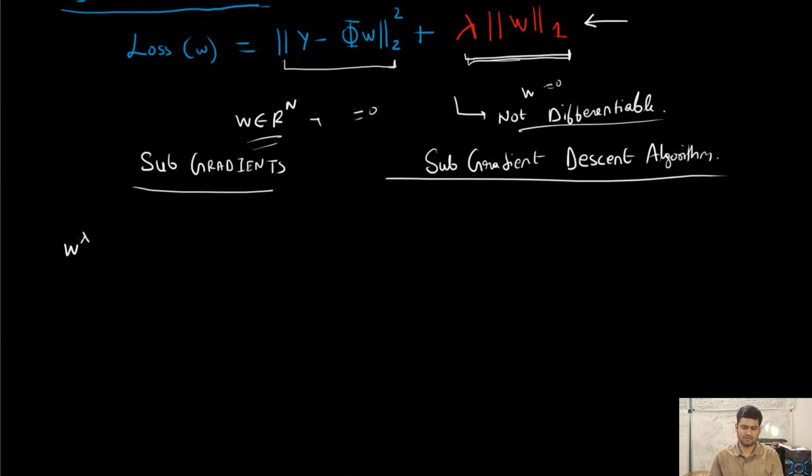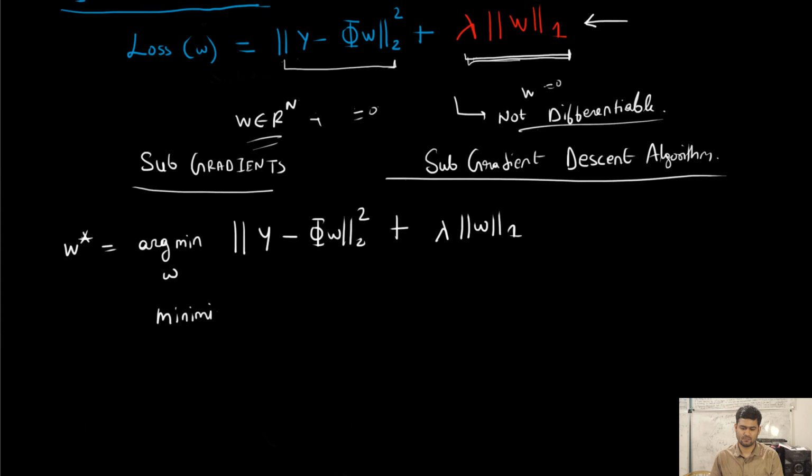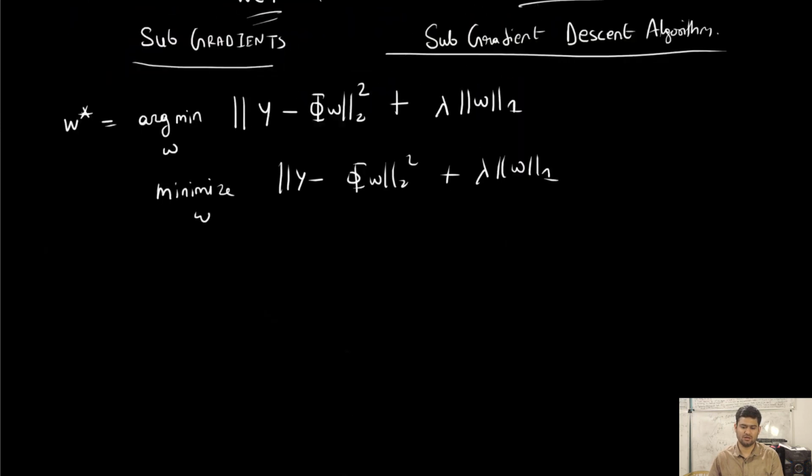So W star is equal to arg min over W of the L2 norm of Y minus phi times W, squared, plus lambda times the L1 norm of W. So now the goal is to minimize this loss function with respect to W. There are various ways to solve this optimization problem.